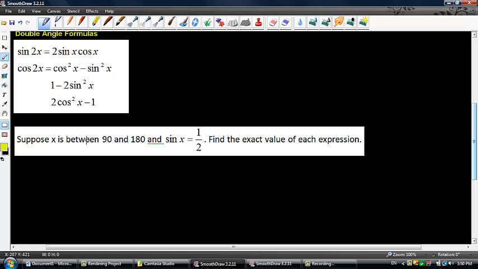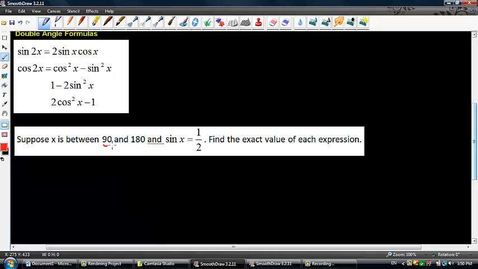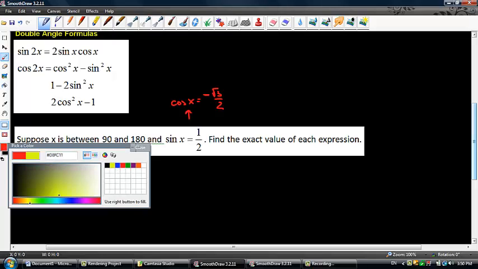Let's write down what we know first of all. If x is between 90 and 180, that places me in quadrant 2. And if sine of x equals 1/2, I can use some reasoning. If sine of x equals 1/2, that means that cosine of x has to equal rad 3 over 2. But the problem is that I'm in quadrant 2. So cosine of x can't be positive rad 3 over 2. Cosine has to be negative because cosine is always negative in quadrant 2. Alright, so hopefully you're able to follow that so far.